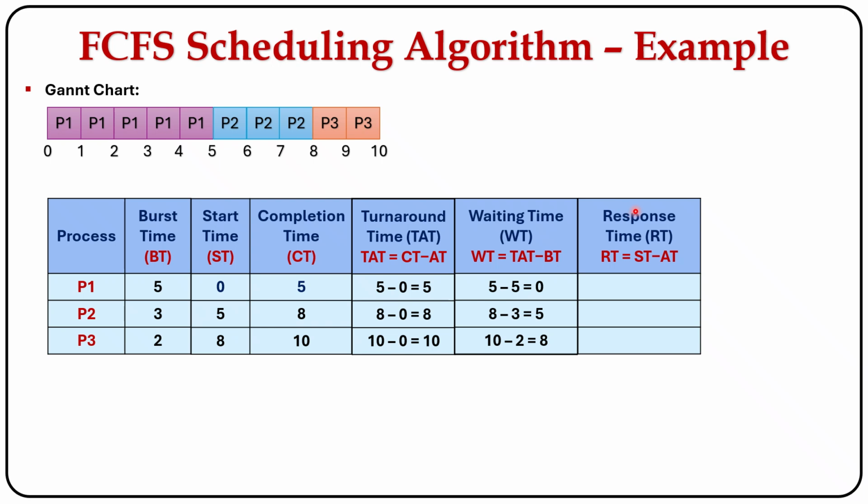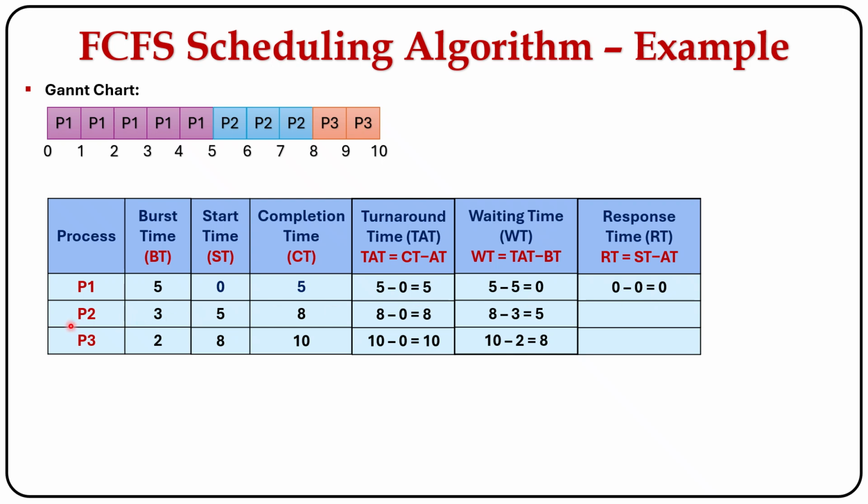Next, we can calculate the response time. It is calculated by start time minus arrival time. We know that the arrival time for all the processes in our problem is 0. So for process P1, the start time and arrival time are 0. Therefore, 0 minus 0 is equal to 0.